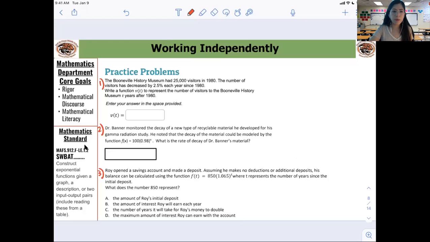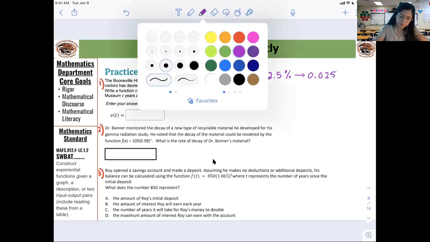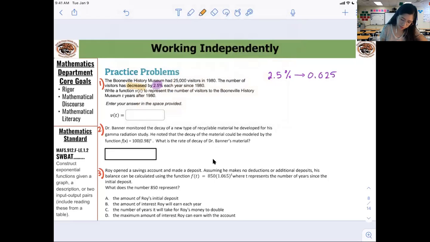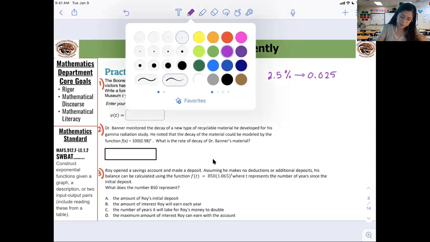So, number 1, 2.5%. What is that as a decimal? 0.025. Good. Now, am I growing or decaying? Decaying. How do you know? Because it says decrease. Good. Decreased by 2.5%. So it's a decay function.